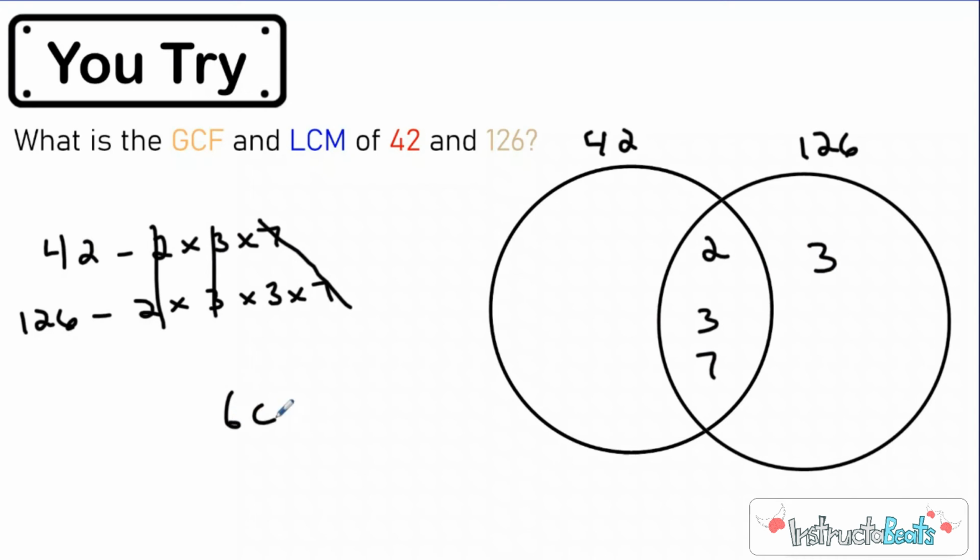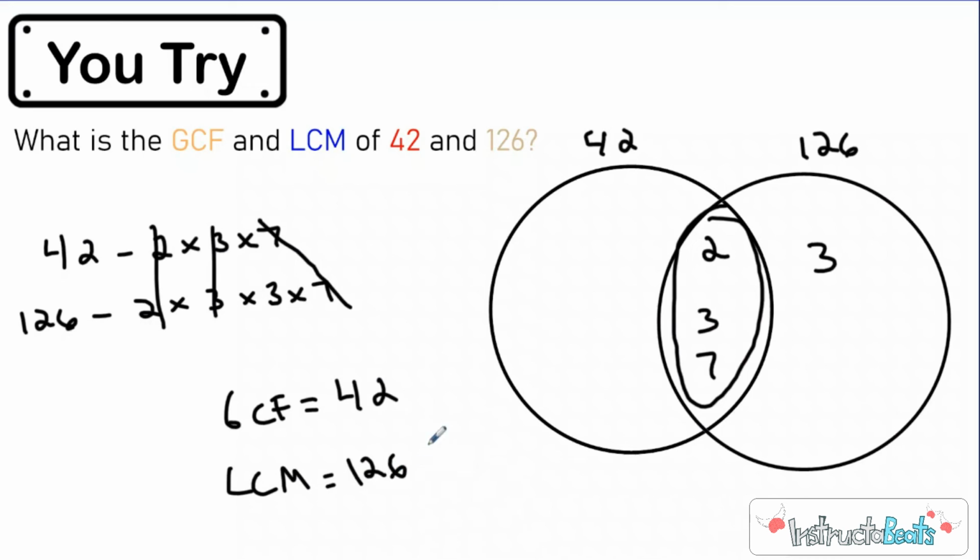So to find the greatest common factor for 42 and 126, I need to multiply my prime factors that we had in common. So 2 times 3 is 6, 6 times 7 is 42. So the greatest common factor would be 42. And the least common multiple would be 2 times 3 times 7 times 3, right? Because I'm going to multiply all the numbers in my Venn diagram, and I'm actually going to get 126. So my greatest common factor is 42. My least common multiple is 126.